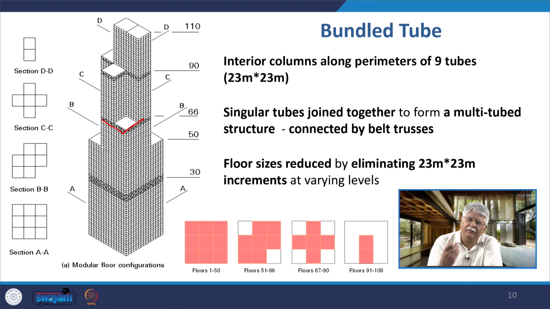So if we think of it in empirical terms, it's a very simple structural method of taking these tubes and then tying them together with these ties or braces, and the floor sizes reduce by eliminating these 23 meter by 23 meter tubes as the whole building rises up. So at various levels you find different configurations of the building.